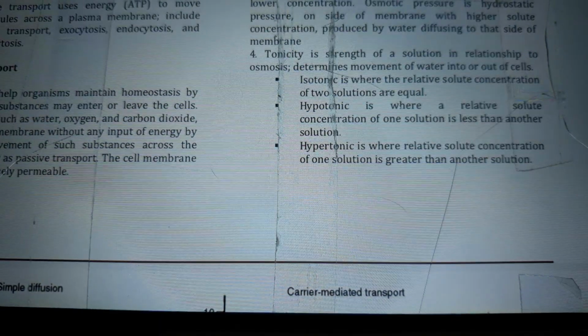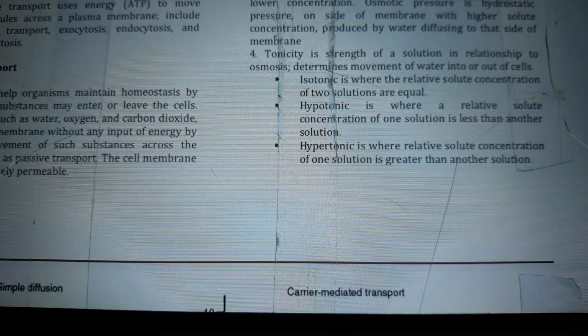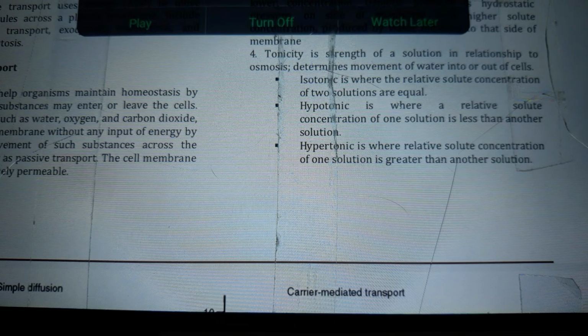Osmosis. This is the diffusion of water across a differentially permeable membrane from its higher concentration to lower concentration. Osmotic pressure is hydrostatic pressure on the side of the membrane with higher solute concentration produced by water diffusing to that side of the membrane. Tonicity is the strength of a solution in relation to osmosis.